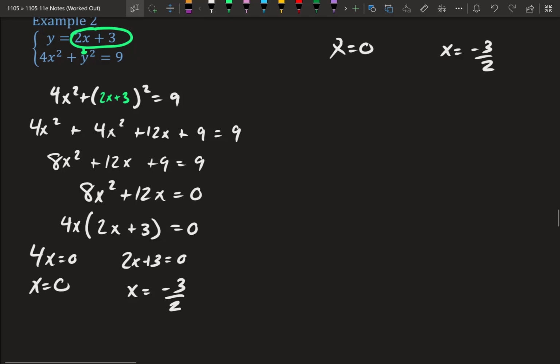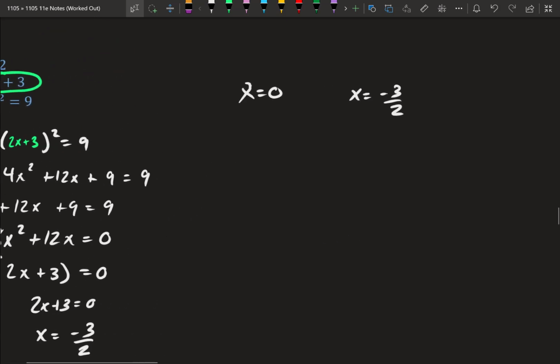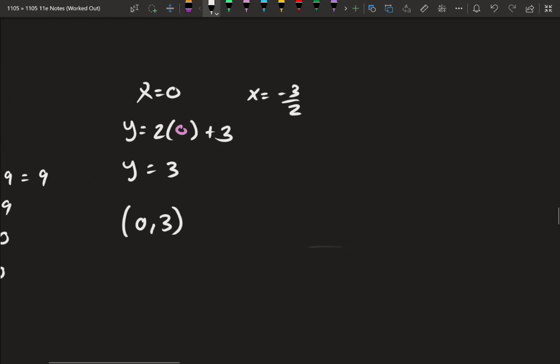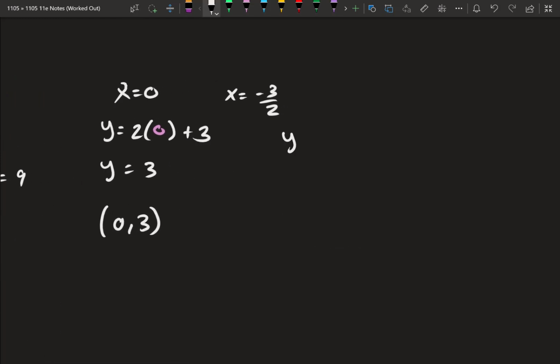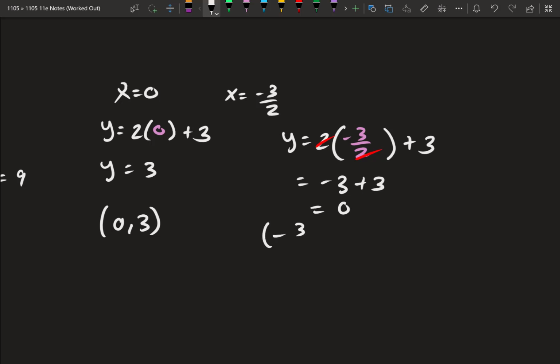I'm going to plug it into the top one because there's nothing really crazy going on there. It's just a straightforward equation. It's a line, I can do that. So we have y equals 2 times x plus 3. So we have y equals 3. And then next we have our negative 3 over 2. So y equals 2 times negative 3 over 2 plus 3. The denominators cancel. So we have negative 3 plus 3, and we get 0. There's our solution.